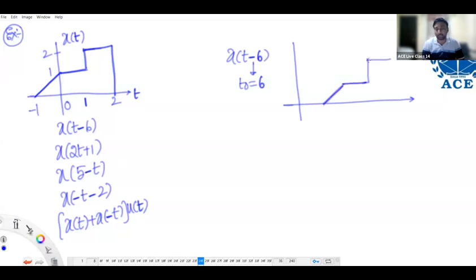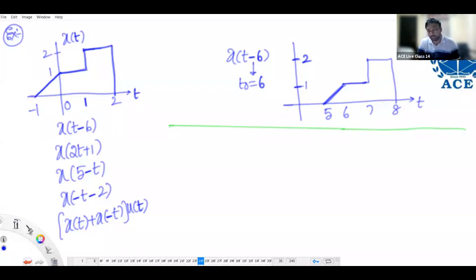Add 6. If you add 6, where it covers? 6 minus 1 to 6 plus 7. Directly right shift of 6 units. At every discontinuous instant, add 6, 6 minus 1, 6 plus 2.